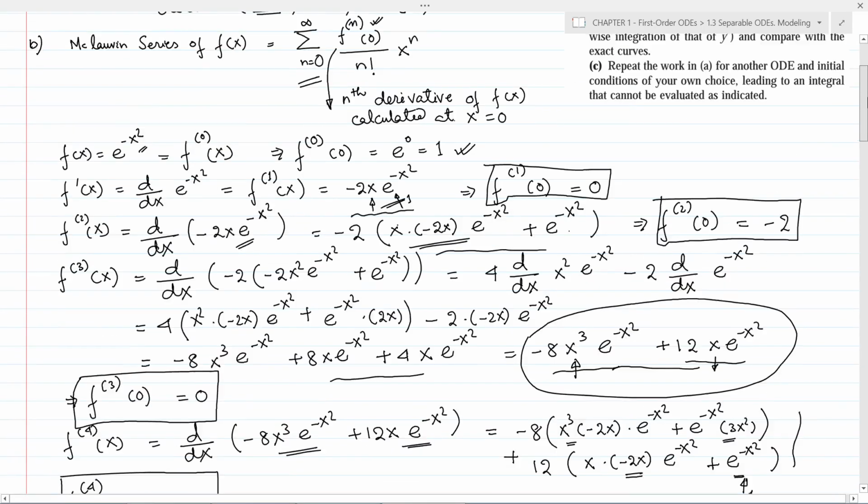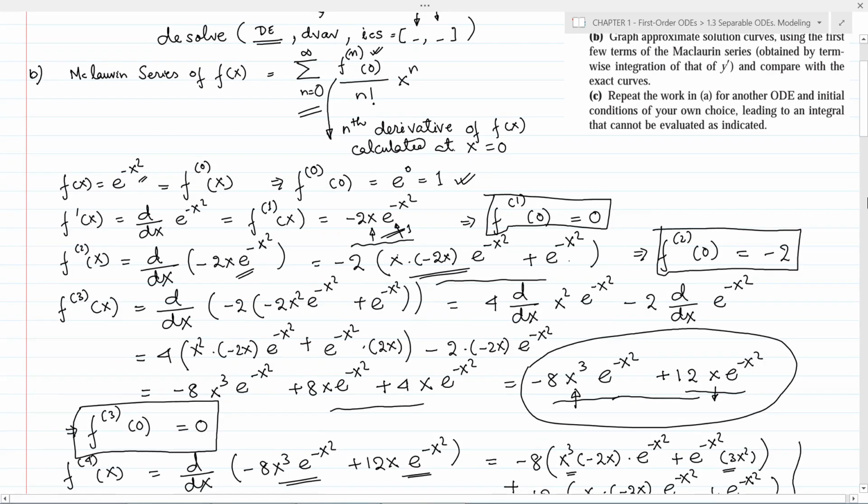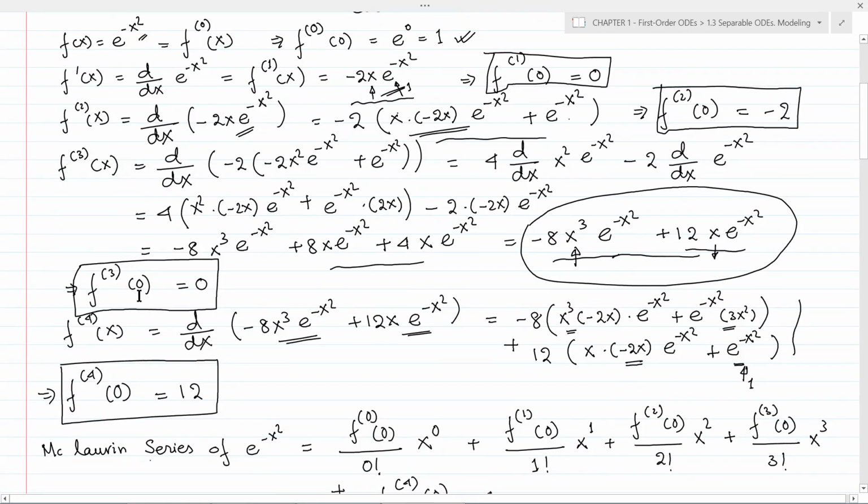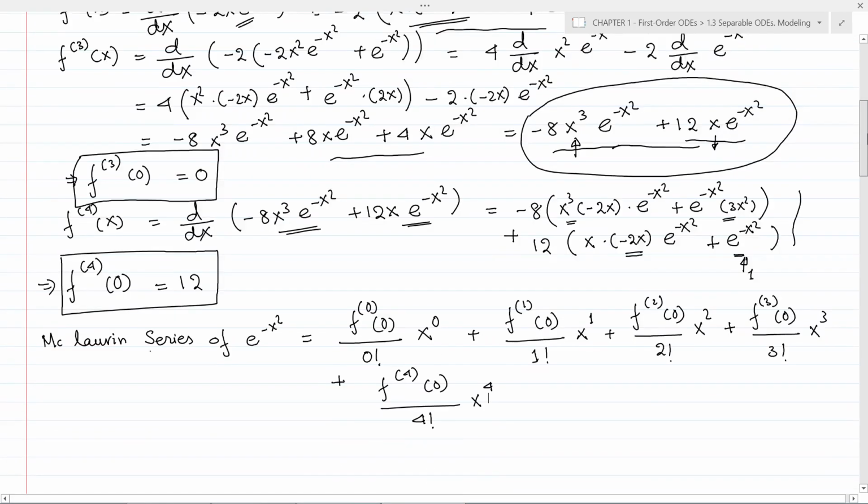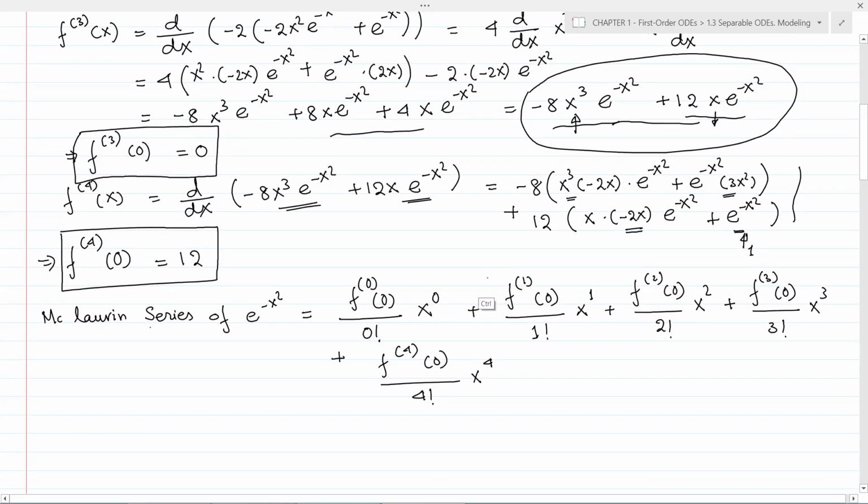We see that f1 of 0 is 0 and f3 of 0 is 0. So these two terms will be 0 because f1 of 0 and f3 of 0 are 0. So we will only calculate the first, the third and the fifth term, and we can write this, that is e to the power minus x square, equal to the following, and this continues up to infinity.